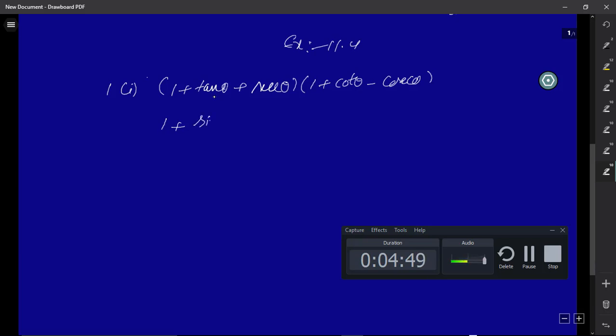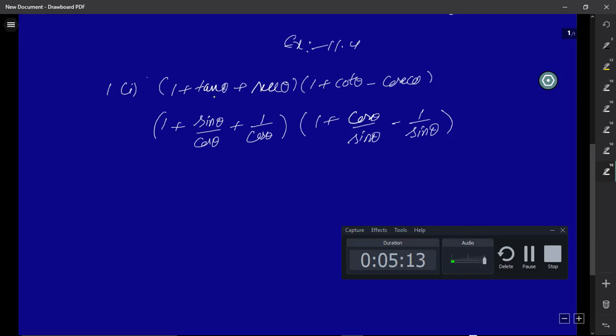Tan theta we can write as sine theta by cos theta. Secant theta is the reciprocal of cos theta, so I can write secant theta as 1 by cos theta. Cot I can write as cos theta by sin theta, and cosecant theta I can write as 1 by sin theta. So all these trigonometric ratios I have converted in the form of sine and cos.